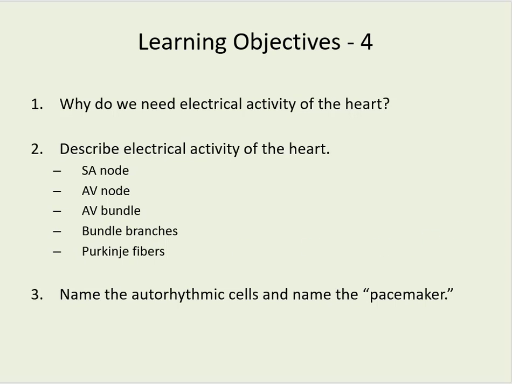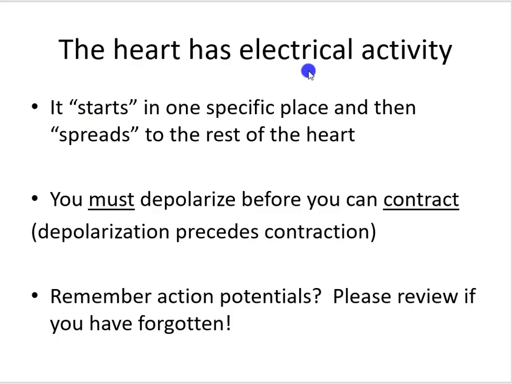Well, it's no different here. We must have electrical activity because you've got to depolarize before you lead to contractile activity. So let's go to this slide. The heart has electrical activity. It starts in one specific place and then spreads to the rest of the heart. We're going to look at that. Where is that electrical signal actually generated, and how does it spread to the rest of the heart?